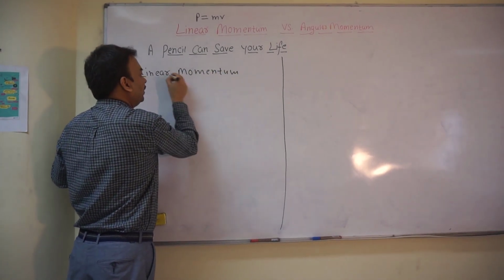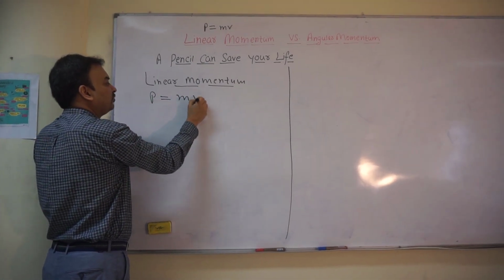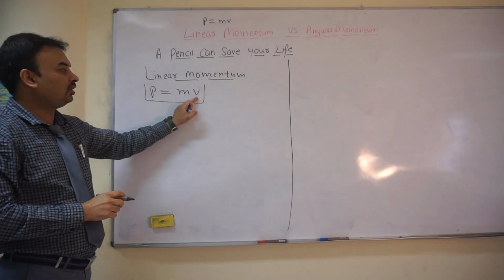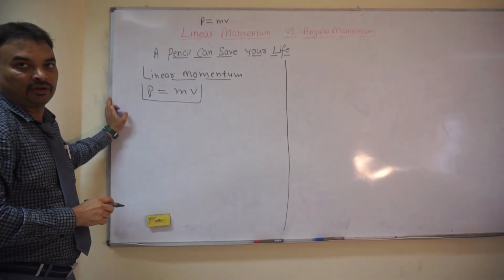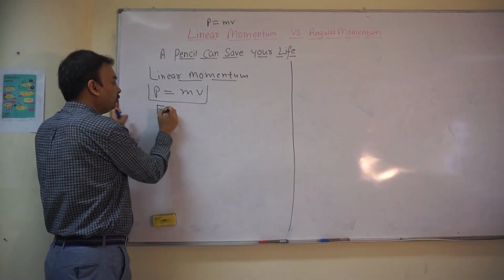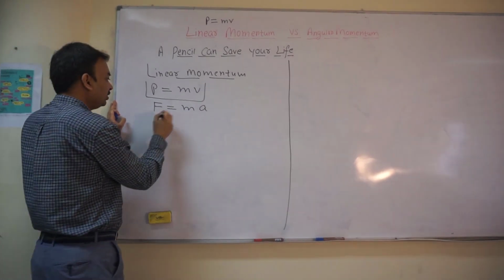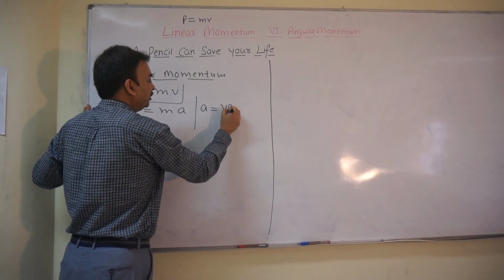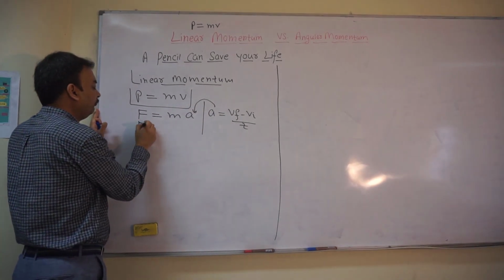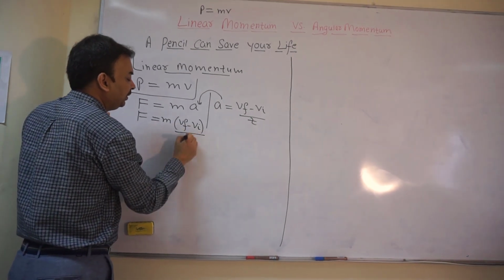Linear momentum, that is P is equal to m times v. When something is moving in a straight line, and the mass is m and the velocity is v, then this is the linear momentum, okay? Now we also know F is equal to m into a, Newton's second law of motion, right? And we also know a is equal to (v final minus v initial) divided by time. So I can replace my a. So my force will be equal to m times (v final minus v initial) divided by time.